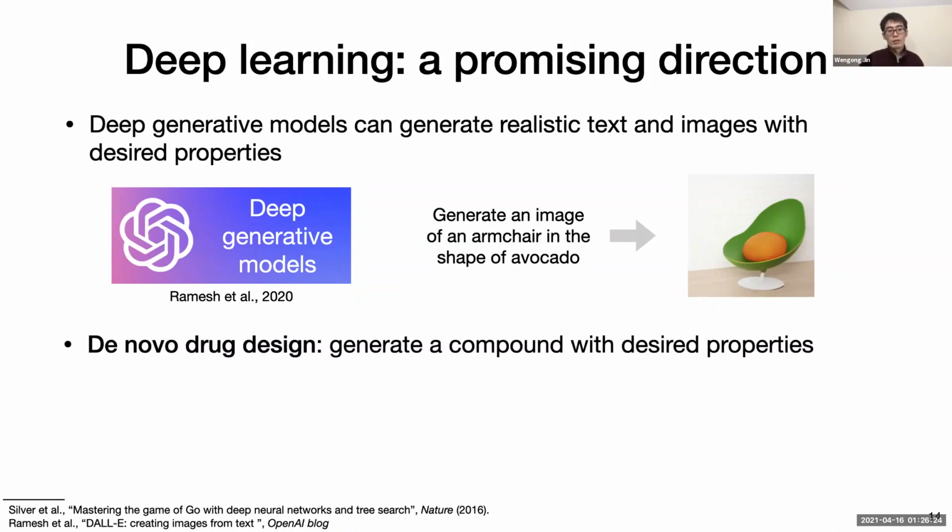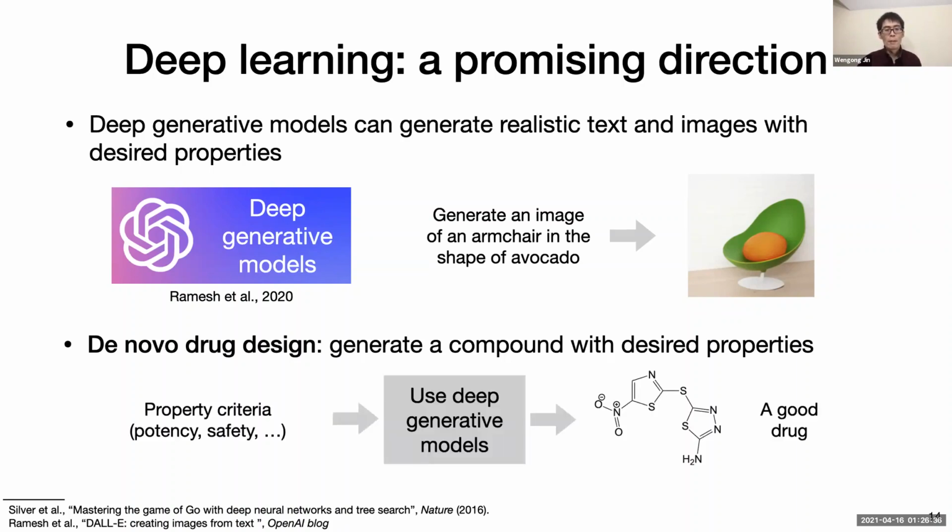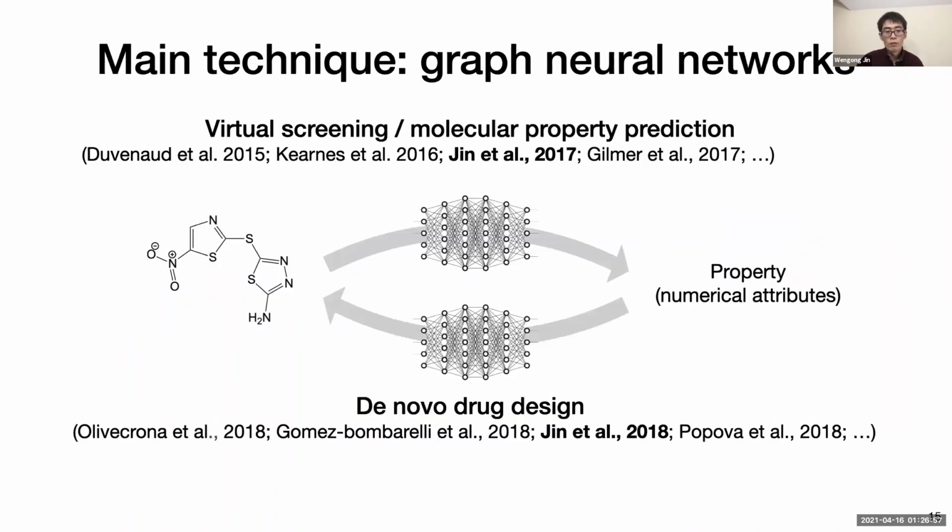So coming back to de novo drug design, now I can use deep generative models to generate compounds with desired properties. This no longer requires hand-designed rules for how to mutate a molecule, but the model can learn how to generate them and also cater them with respect to specific properties. So that's why deep learning has more or less revolutionized this field.